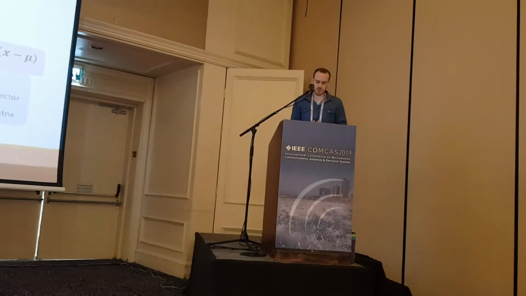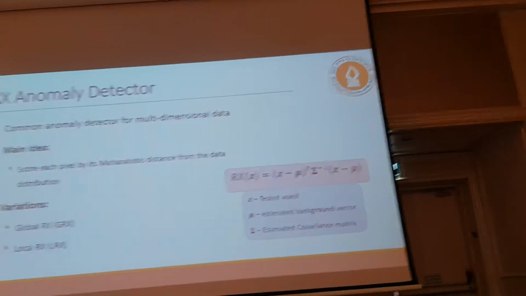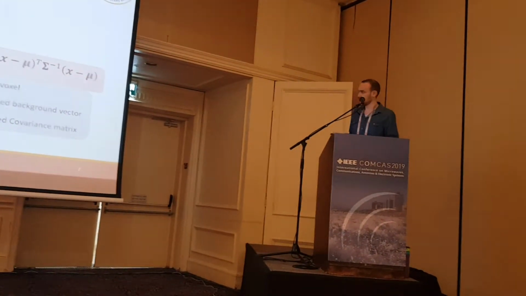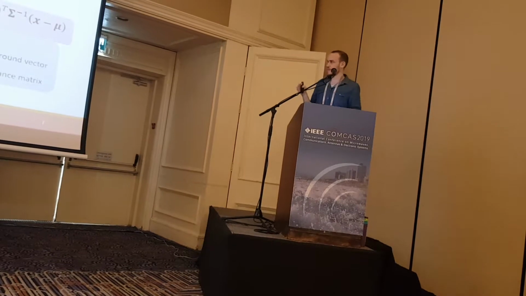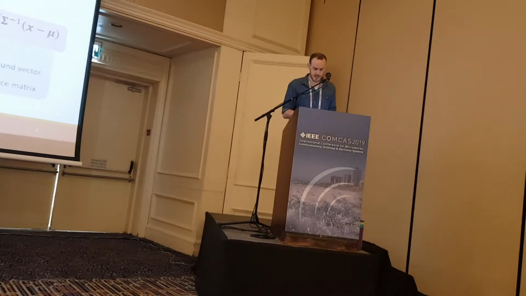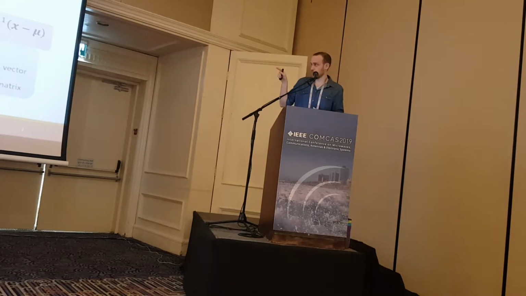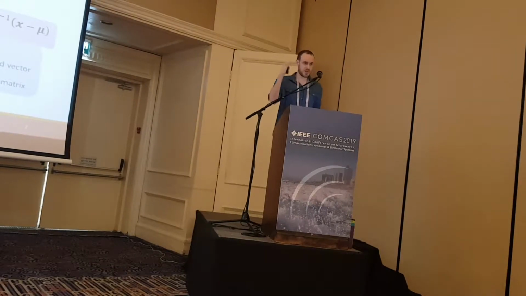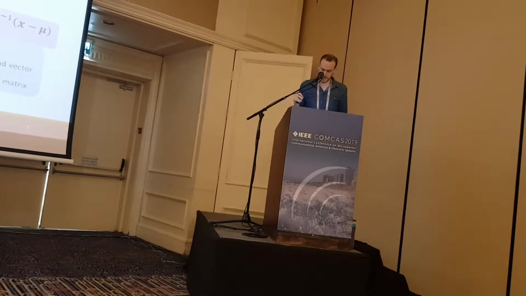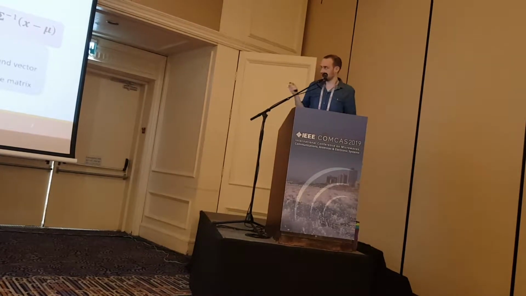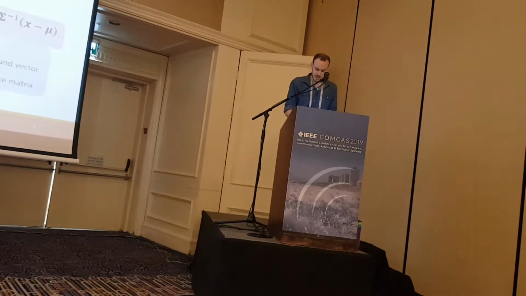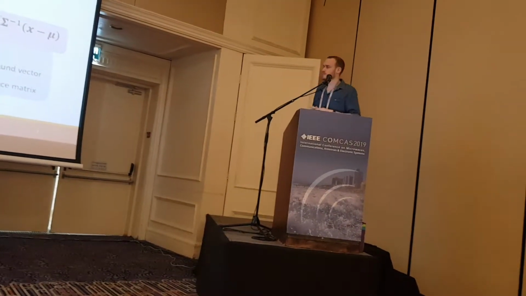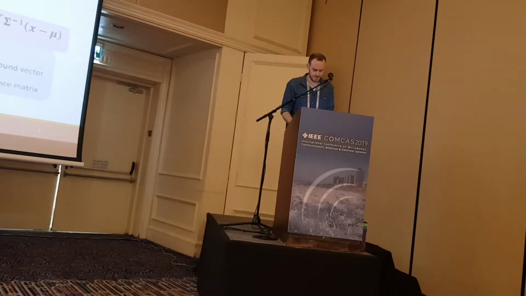So we choose to base our algorithm on a well-known anomaly detector that's used for multidimensional data. It's called the RX detector. We can see from the formula here that for a given pixel x, we want to calculate the distance of that pixel from the data distribution. Mu represents the mean background vector, which is taken over the time dimension, and sigma is the covariance matrix, which are both estimated from the data. Basically, the RX detector computes for each pixel its analogous distance from the data distribution.